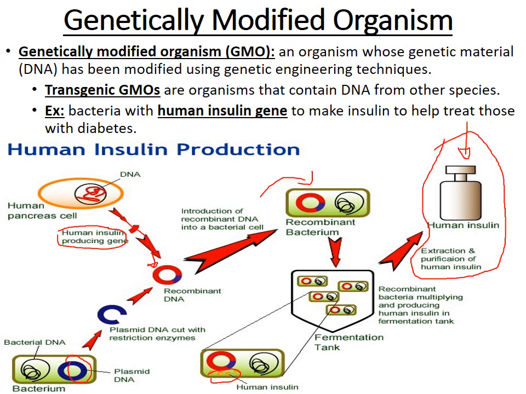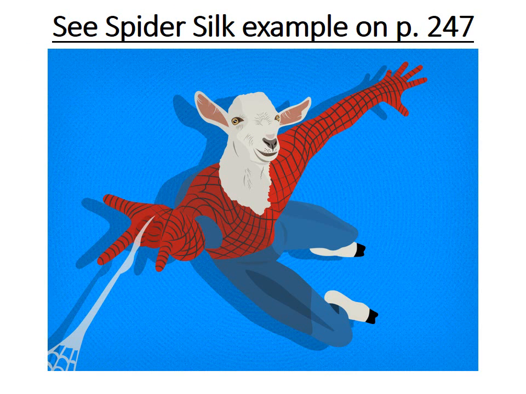So again, we're mass producing insulin using this technique of genetically modified organisms. This bacterial cell is a genetically modified organism. It's a recombinant bacterium now. It has DNA from different sources, different species, not just its own. Another great example, and there's actually many more examples you can read up on page 247 of your textbook. You should read up on spider silk to see how it's made and what the applications are.